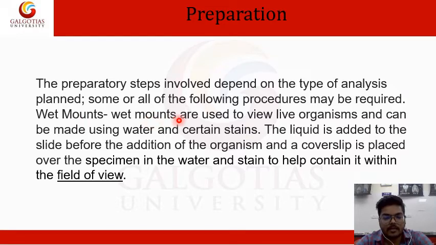Wet mounts are used to view live organisms and can be made using water and certain stains. Mainly they are liquid samples, which we also call wet mounts. The liquid is added to the slide before the addition of the organism. If we are taking a microorganism, we can make a suspension on a normal slide, and a cover slip is placed over the specimen.